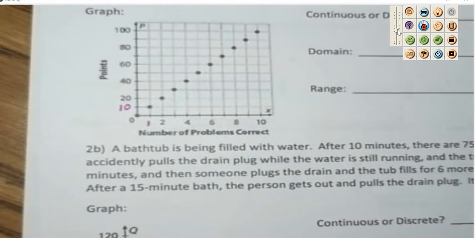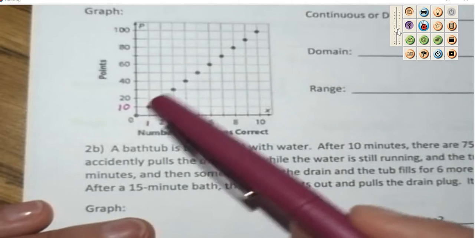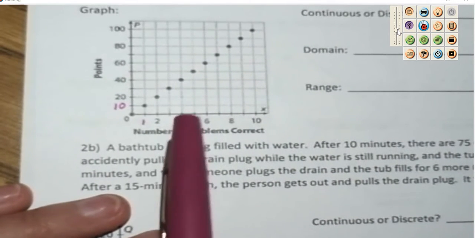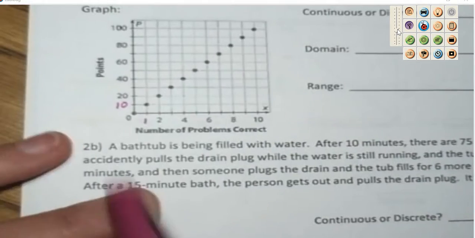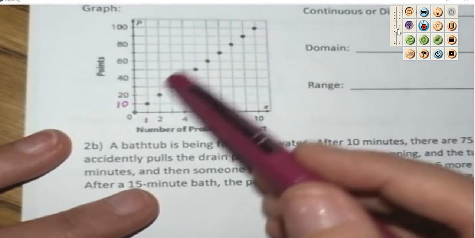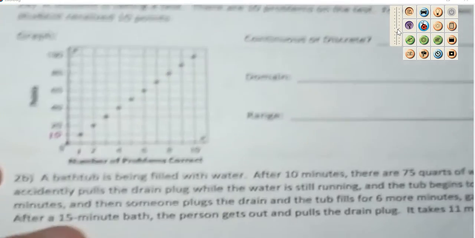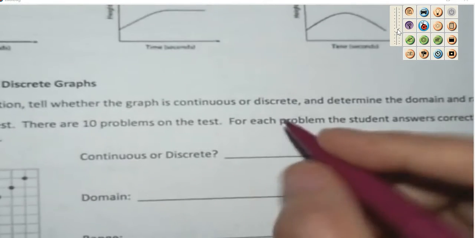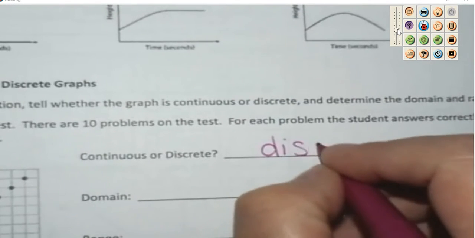You cannot get half a point. You can't get half a problem right. You're not going to get partial credit for anything. You either get the answer correct or it's wrong. So you can't get those in-between parts. You can't get half right. You can't get 3.5 right. So we don't connect the line because you can't get the in-betweens. So because we're just putting the dots with no connection, that is a discrete graph.